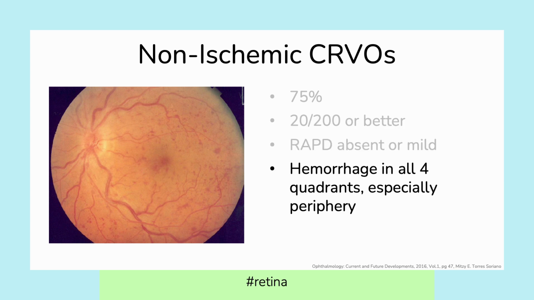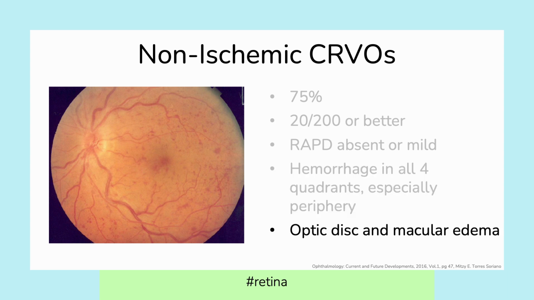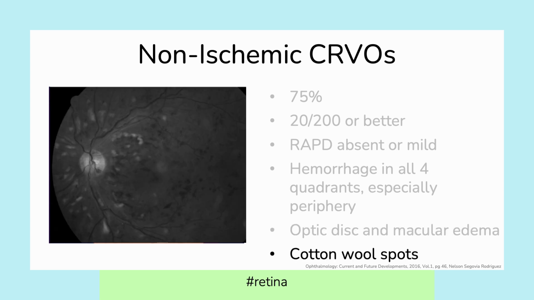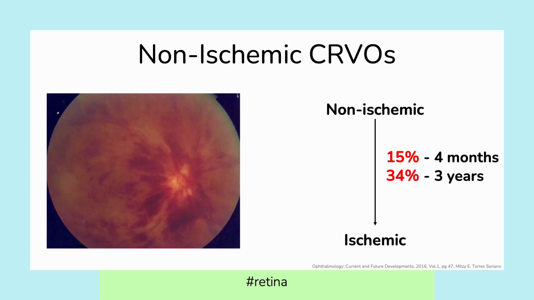Exam will show venous dilation and tortuosity, dot blot hemorrhages in 4 quadrants, especially in the periphery, optic disc and macular edema, and some cotton wool spots. Conversion to ischemic CRVO occurs in 15% of cases in 4 months and 34% of cases over 3 years.